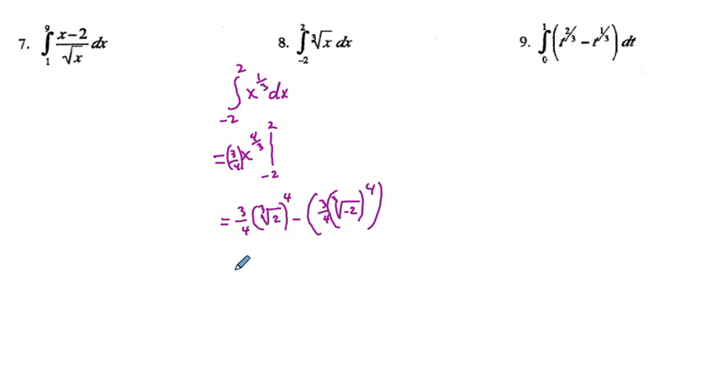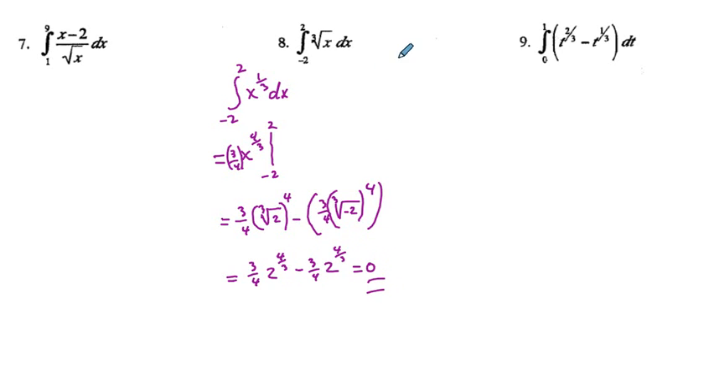And so what we're going to get here is 3/4 of 2 to the 4/3 power minus 3/4 of 2 to the 4/3 power. Now you see you're subtracting out the same thing, so we're going to have a net of 0.